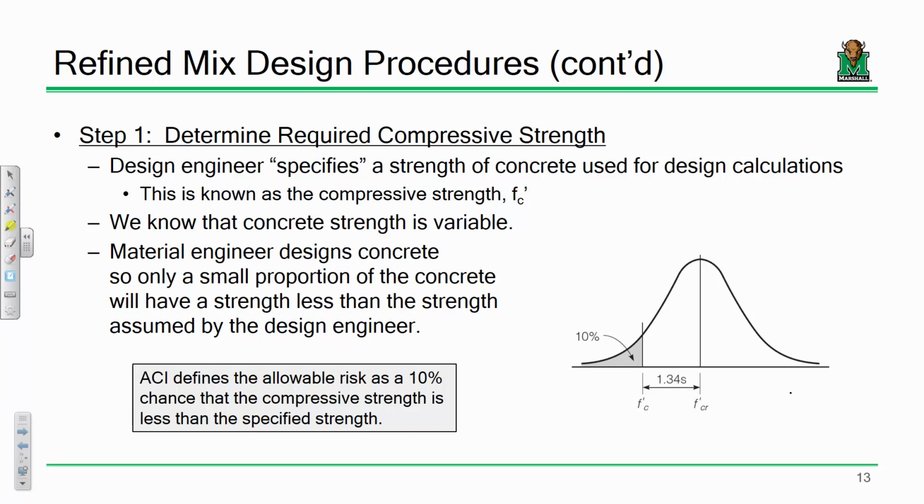Now, how do I get that 10% chance? I go to the bell curve. For those of you that have had statistics, do you remember Z-scores? If you look up the Z-score such that the area under a normal distribution is 10%, that risk is 10%, you will find that Z-score is 1.34. In other words, 1.34 standard deviations away from the mean. So this is what the engineer specifies, FC prime. What we're actually going to use is FCR, a required compressive strength for our mix. Everybody okay with that?